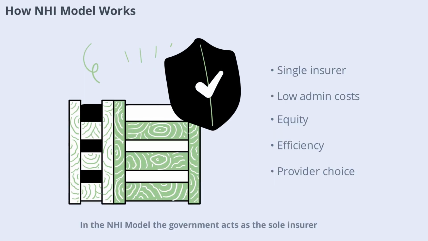In the NHI model, the government acts as the sole insurer, collecting premiums from citizens and employers. Healthcare providers remain mostly private, but the government negotiates prices and pays for services. This approach helps keep administrative costs low and ensures everyone is covered. Patients have the freedom to choose their providers, and the system emphasizes equity and efficiency.